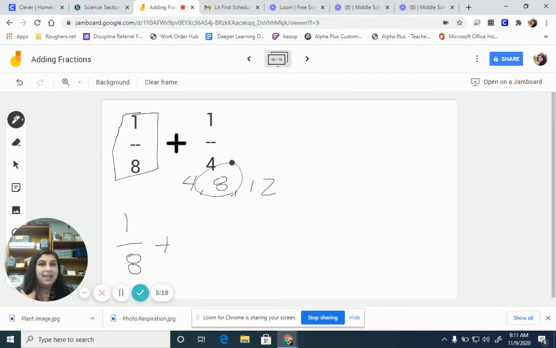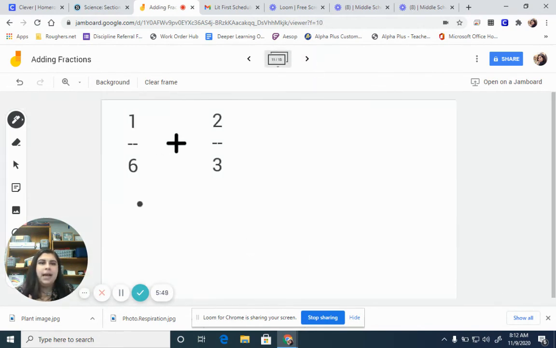So for 8, that means it needs to be multiplied by a factor of 2 to get to the multiple of 8. So 4 times 2 would give me 8. So now that's my common denominator. And whatever I have to do to the bottom, I do to the top. So 1 times 2 is going to be 2. And now I just add across. So 8 stays the same because that is my denominator now. And then 1 plus 2 is going to give me 3. So now my new fraction is 3/8.